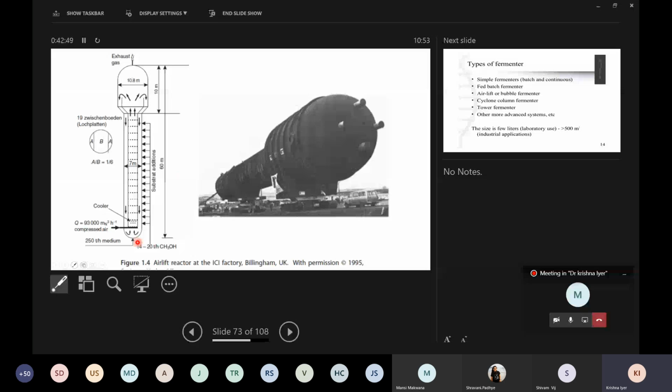Diameter, take it as around 8 meters. Okay, and the height when it is filled with liquid, presume it to be about 60 meters.